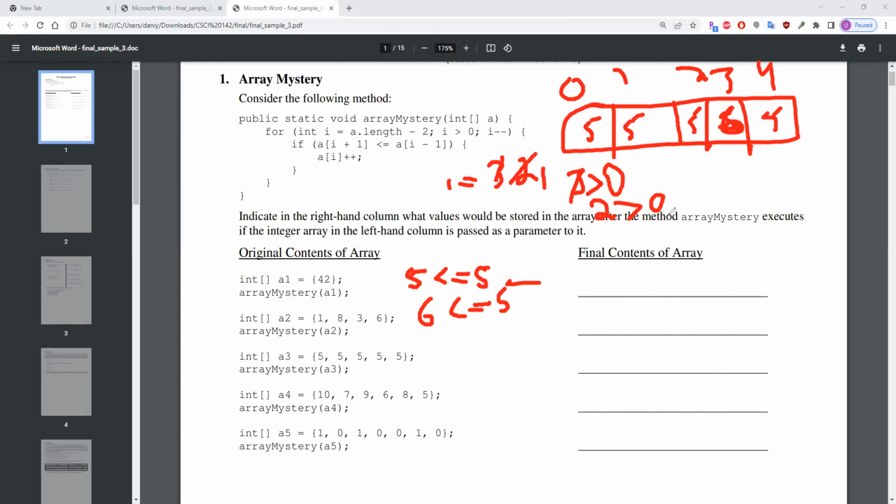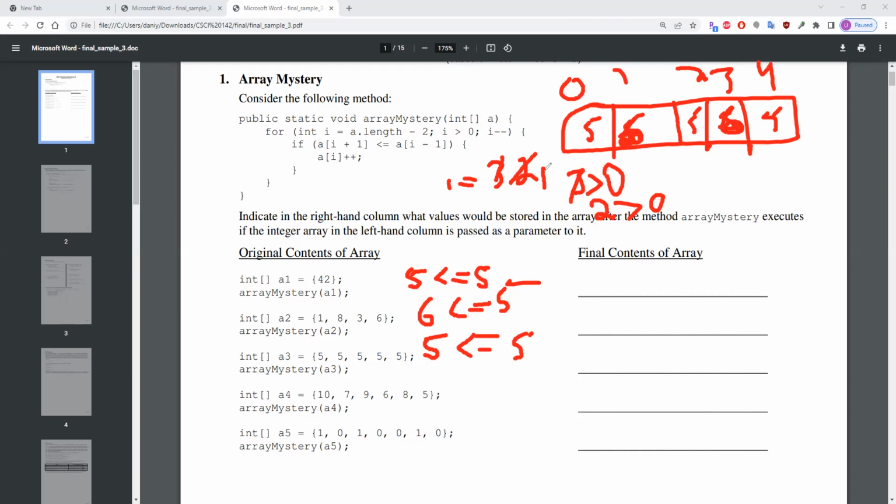Is 1 greater than 0? Yes, you go inside. If A of I plus 1, which is 1 plus 1, which is 2, A of index 2 is 5. Is 5 less than or equal to A of 1 minus 1, which is 0? Over here it's 5 as well. Is 5 less than or equal to 5? True. You go inside and you say A of I plus plus. A of I is 1, 5 plus plus, add 1 to 5, which will be 6.